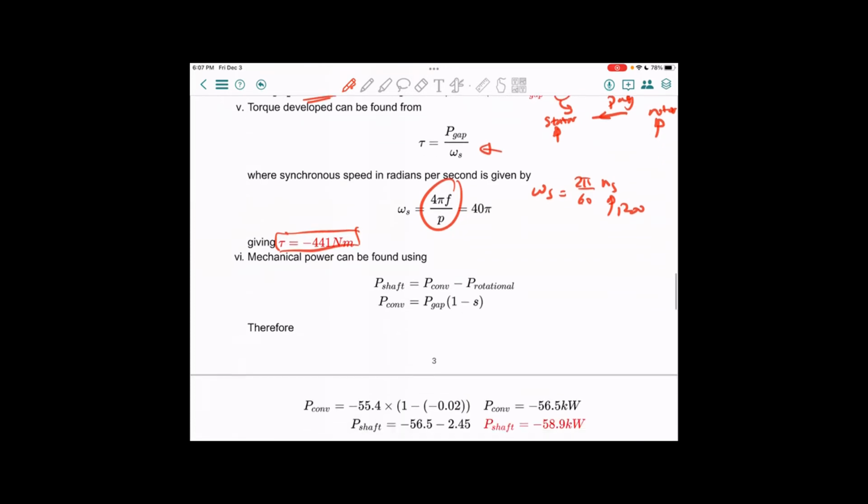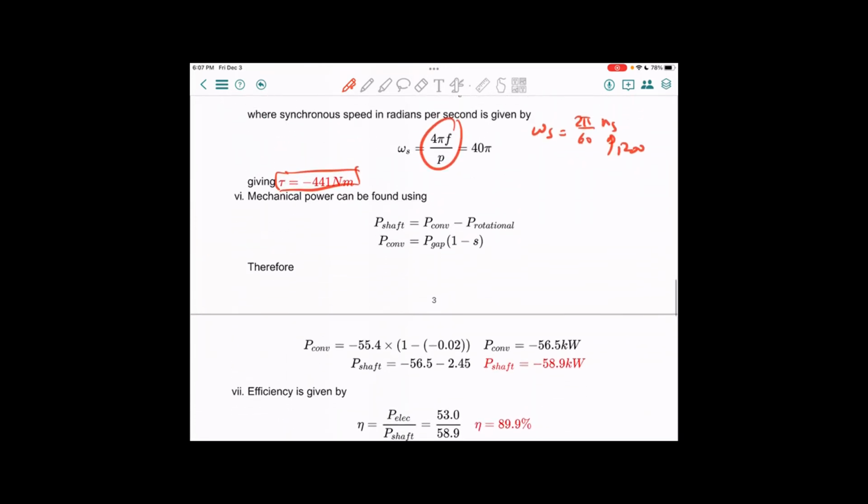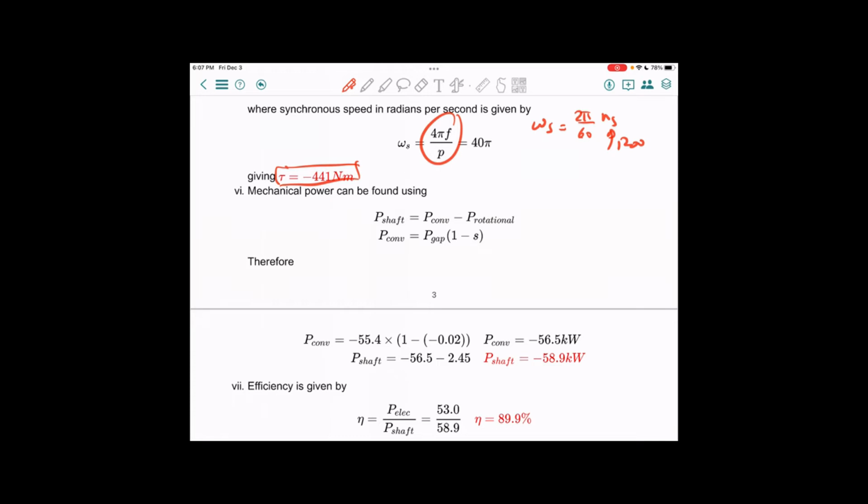Okay, guys? The same way, I'm going to find the mechanical power output, which is the shaft power, or the output power. It will be P converted minus P rotational losses, P friction and windage. So you go and find P converted by finding P air gap multiplied by 1 minus S, just like we did before with the other induction motor problems. Don't forget this slip is now negative, so 1 minus S will be basically 1 plus the slip value, because the slip is negative.